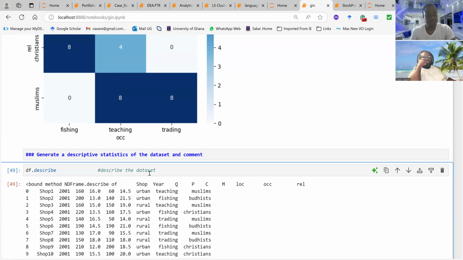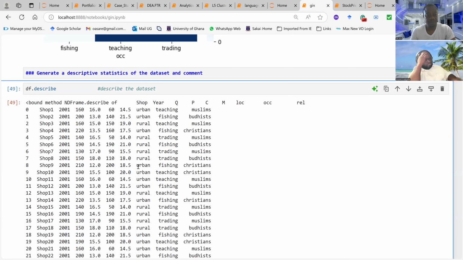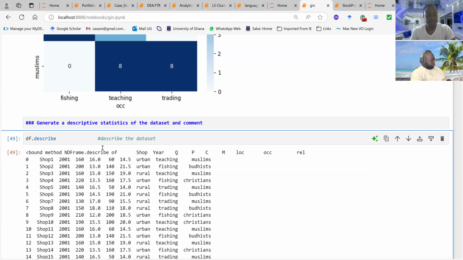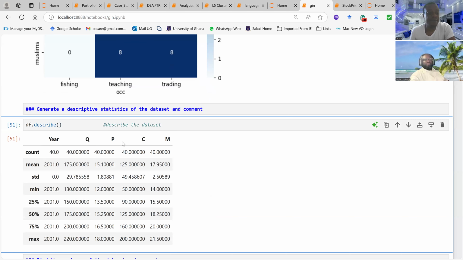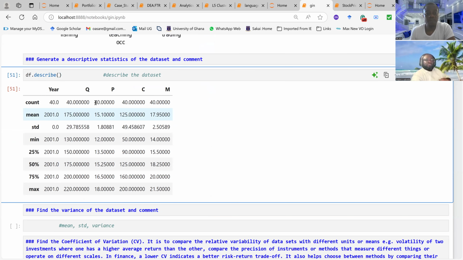And then you can generate whatever. Oh, what is happening? Oh, I should bring a bracket. Sorry. There you go. So df.describe(), and that gives you your complete summary.